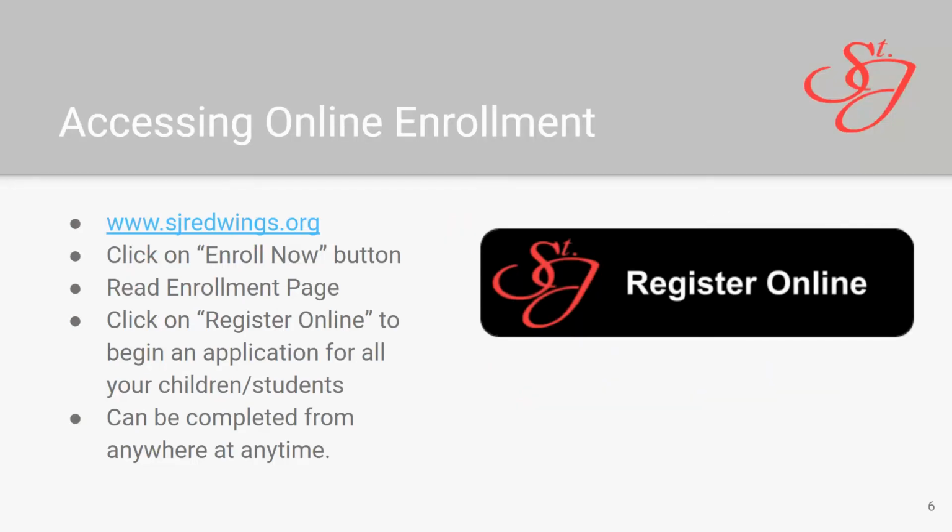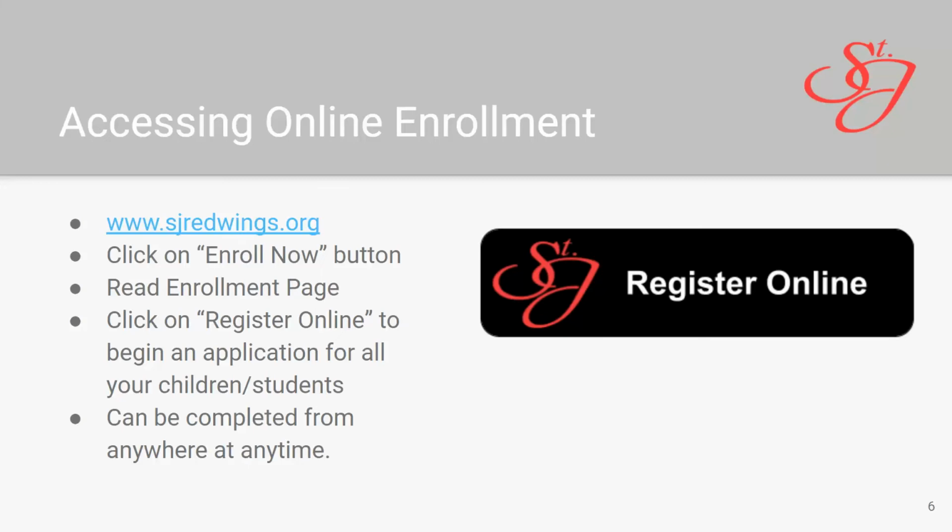So accessing our online enrollment is on our website. When you go to sjredwings.org, there is a click and enroll now button that will fly out on the left-hand side of the page. So you'll click that. It takes you to our enrollment page. We do encourage you to read that enrollment page before clicking on that register online button.